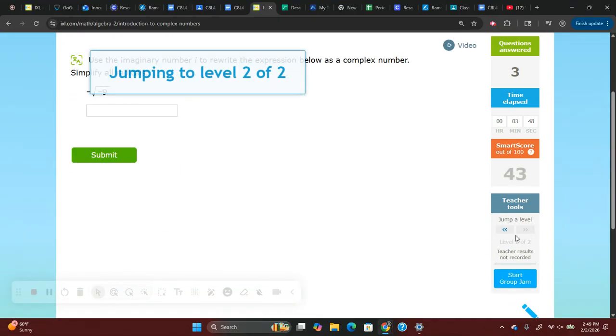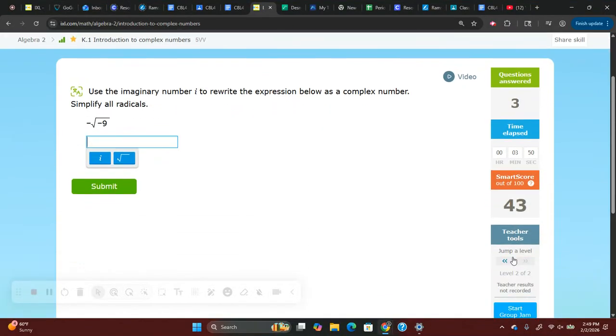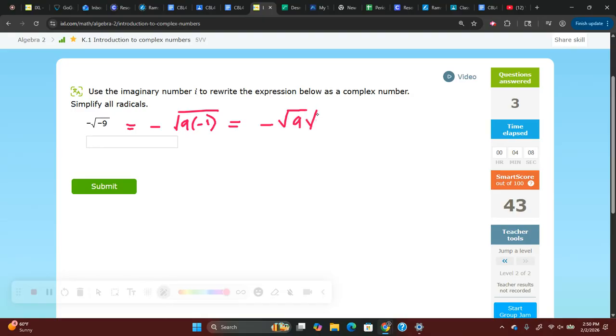All right, let's go to the next level. So this one over here: negative sign, square root of -9. I break -9 down as 9 times -1. The square root of 9 and the square root of -1. The square root of 9, that's a 3, so -3, and then the square root of -1, that's an i. So the answer is -3i.